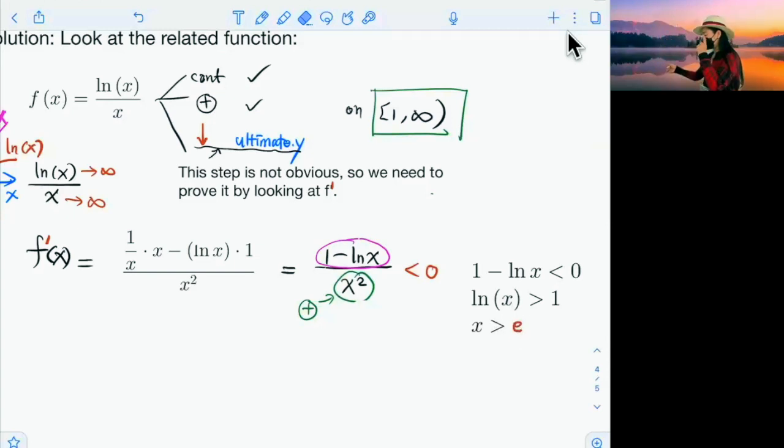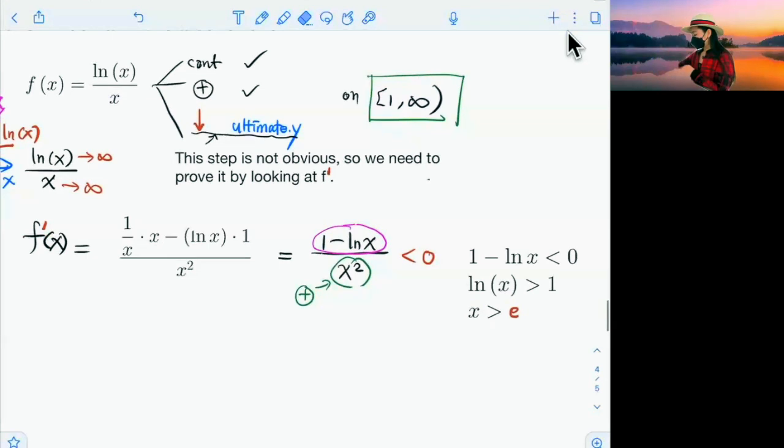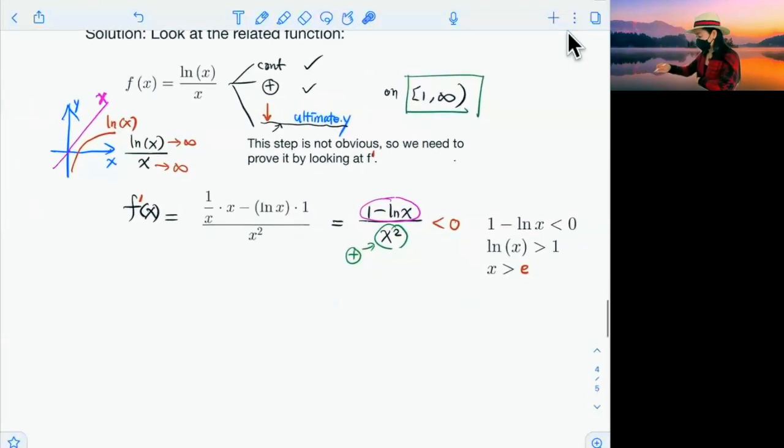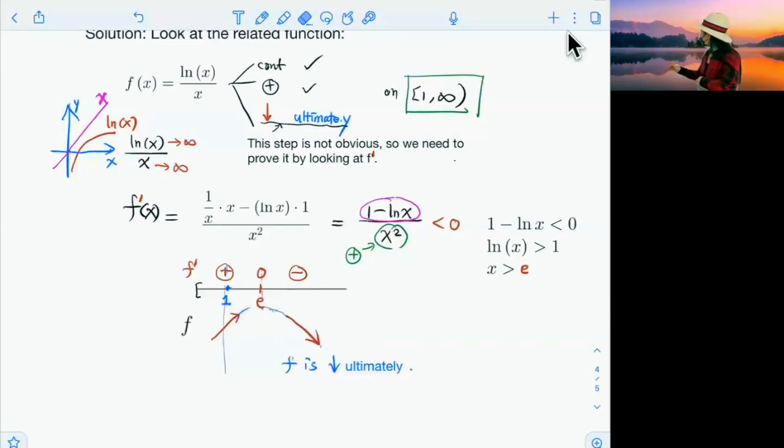When x is greater than e, it is negative, right? Okay, so it's like this. I'm going to draw the picture so that you can see better. Here's the picture. What happened here is when x is less than e, the sign here is positive. And when x is greater than e, the numerator is less than 0, and divided by this positive quantity, it should be less than 0, so negative.